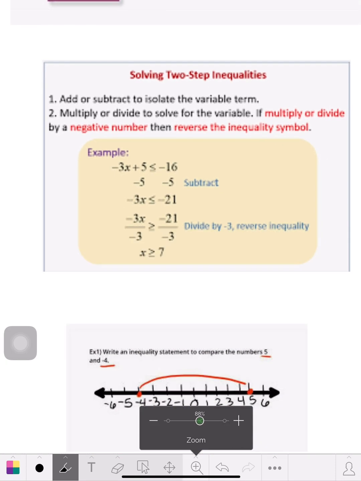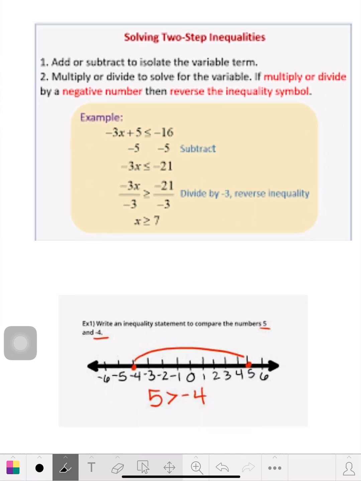Now, we go into the two-step inequalities, okay? It works the same as the other two-step equations, except there's one little difference, and I'm going to hit that in the end, okay? The problem is negative 3x plus 5 is less than or equal to negative 16. So let's get rid of the 5. So we subtract 5 from both sides. So we end up with negative 3x is less than or equal to negative 21.